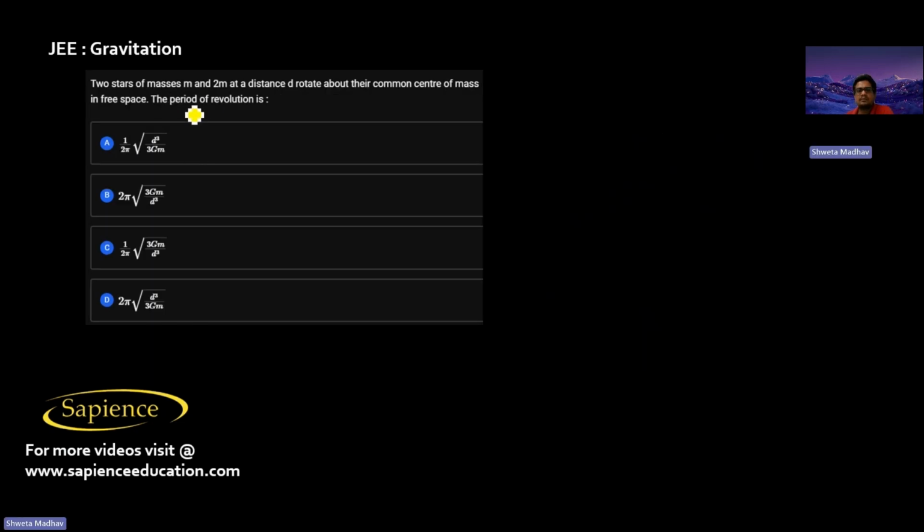Then it is told two stars of masses M and 2M at a distance d rotate about their common center of mass in free space. The period of revolution has to be found. So the center of mass is, let's say, at a distance r from M, and from 2M the distance will be how much?